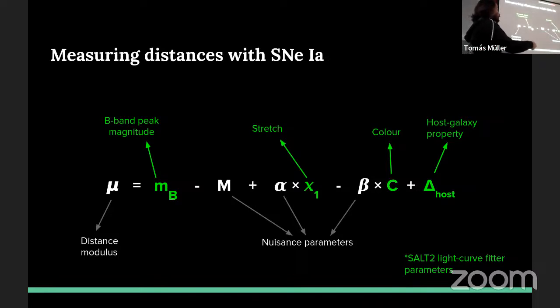In the optical, we have stretch. So these are SALT2 light curve parameters. And I'm talking about SALT2 because this is the one that most people use nowadays. We have color, and this is host galaxy properties. It has nothing to do with the light curve in principle, but I'll talk a little bit more about that later. And the rest, these are just nuisance parameters, so free parameters that we fit later, right?